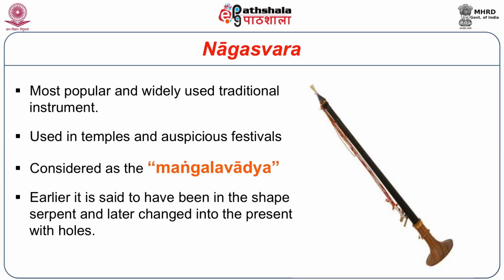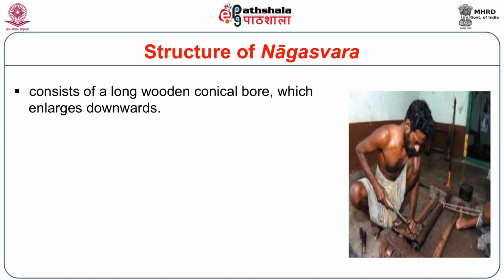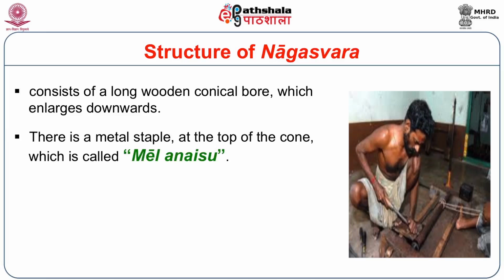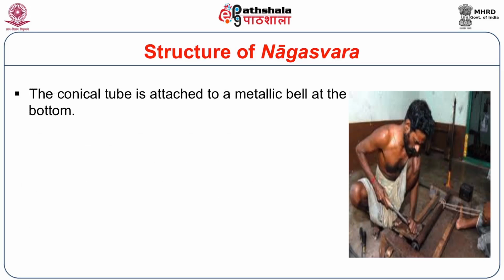Earlier it was said that the Nāgasvara was in the shape of a serpent, and later it changed into the present shape. This is an example of a woodwind instrument. The Nāgasvara consists of a long wooden conical bore which enlarges downwards. There is a metal staple at the top of the cone which is called the male anaisu. The small metallic cylinders are introduced in the metal staple, and the mouthpiece or the jivali is inserted into this. The conical tube is then attached to a metallic bell at the bottom.